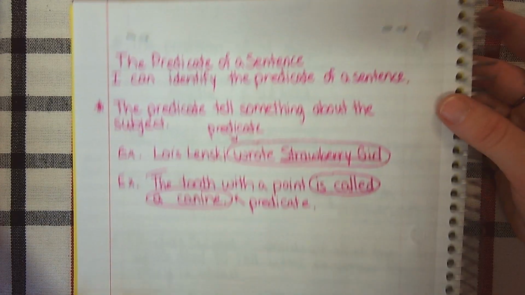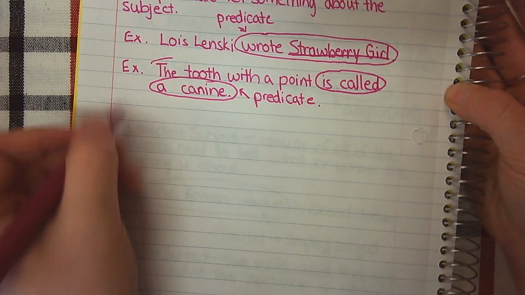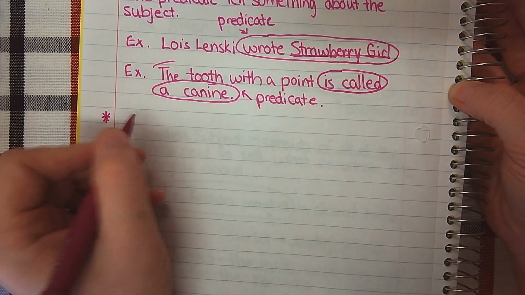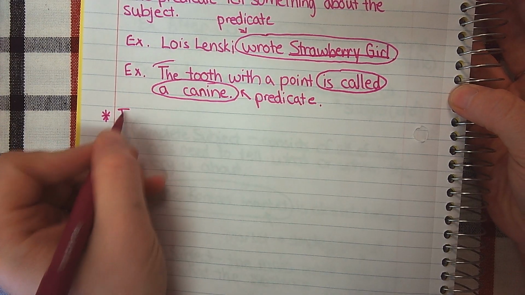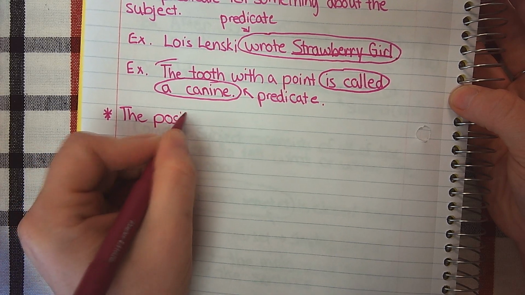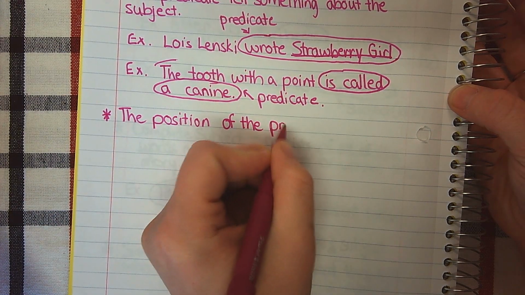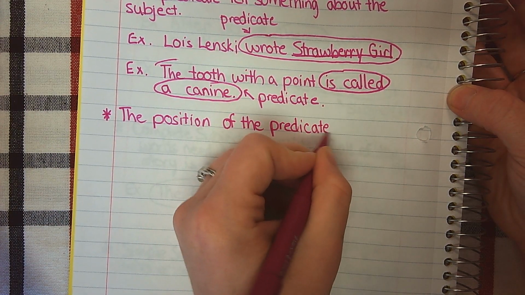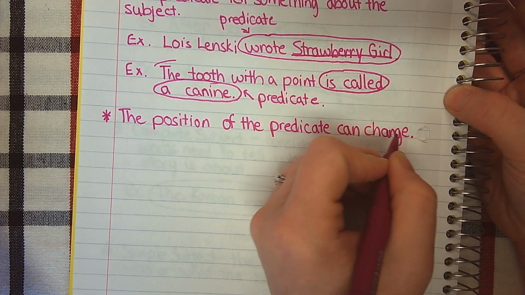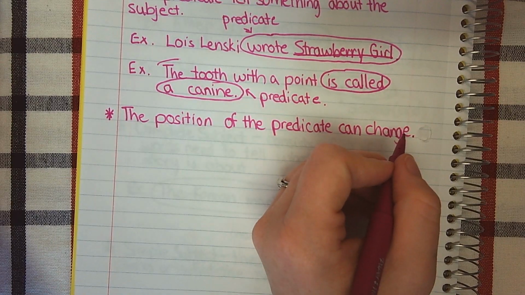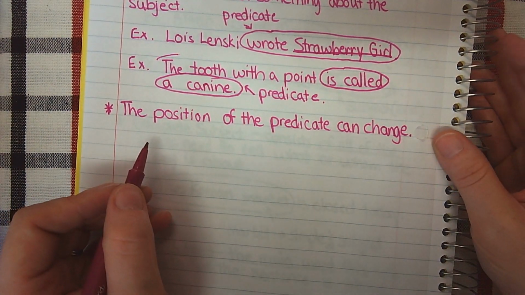Okay. Just like with our subjects, the predicate can be located anywhere in our sentence. So the next star here, our next point is this. The position of the predicate can change. Here's some examples.